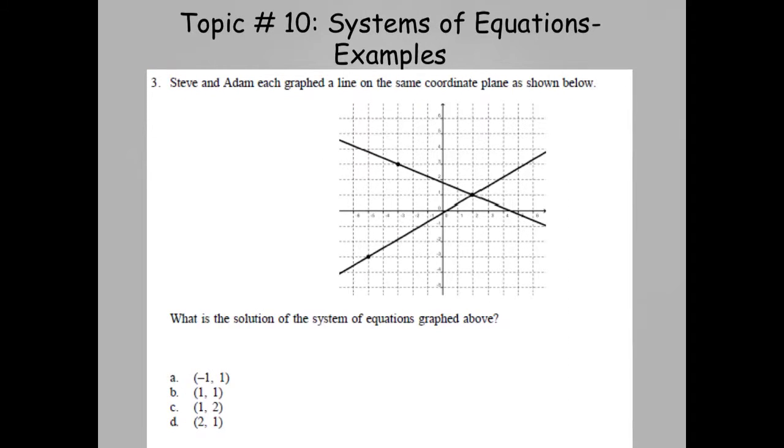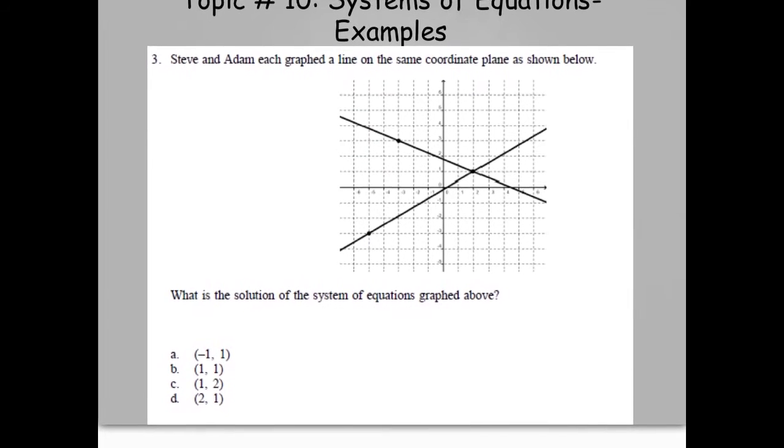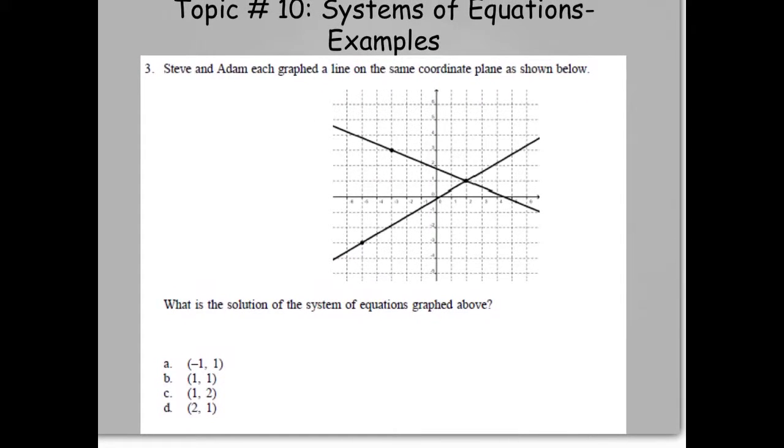Alright, so here's our example. Steve and Adam each graphed a line on the same coordinate plane. What is the solution to the system of equations graphed above? I'll move this up just in case you can't see it. But this is your problem, so I want you to think about it, try to come up with a solution, be very careful, and right now, hit pause. Alright, I'm back. Did you hit pause?